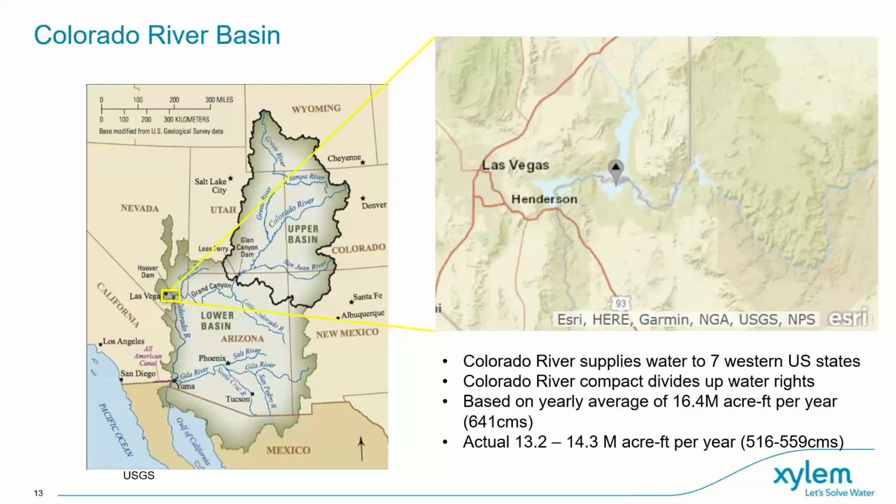So here for perspective is a map showing the Colorado River Basin, which is spread across 7 western states in the US. There's 4 upper basin states and then 3 lower basin states, and the 3 lower basin states, which include California, Nevada, and Arizona, are the most arid.